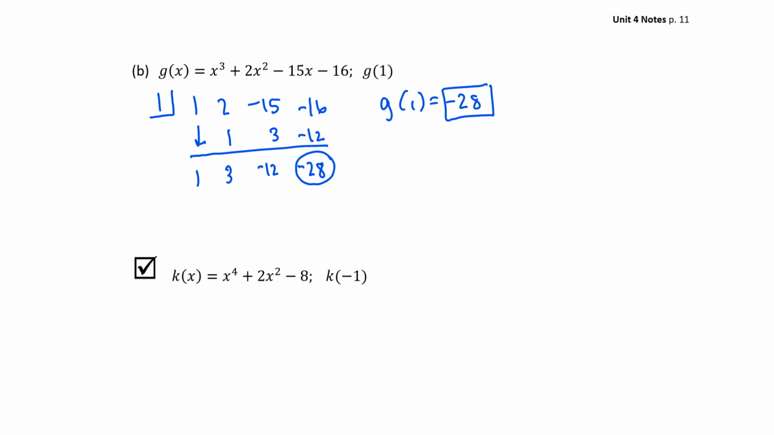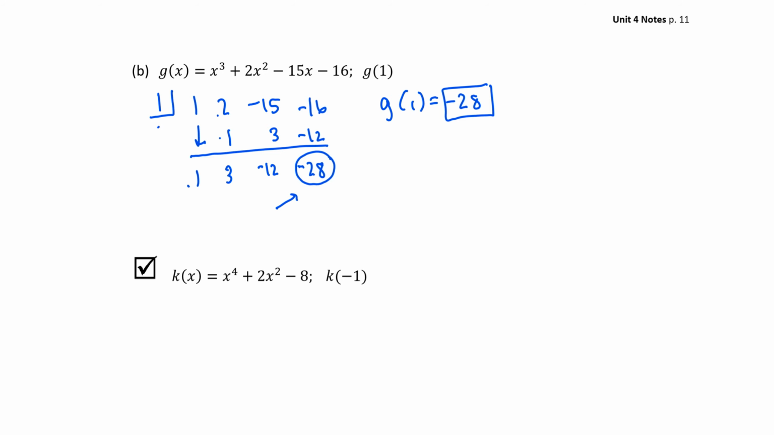In my opinion, calculating a function value like this is easier than plugging the number into the original function, doing it the old school way. With synthetic division, you're either multiplying two numbers or adding two numbers at once, whereas the old school way, you plug it in and you have to add up and multiply a bunch of things all at once. So I think this is a really simple process.